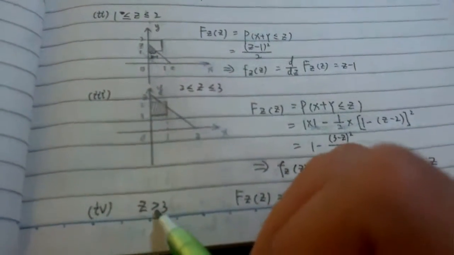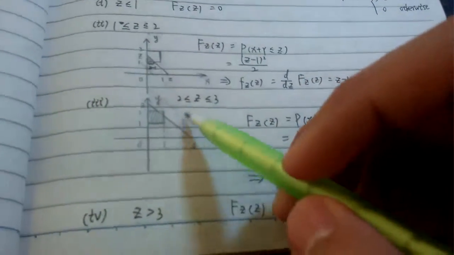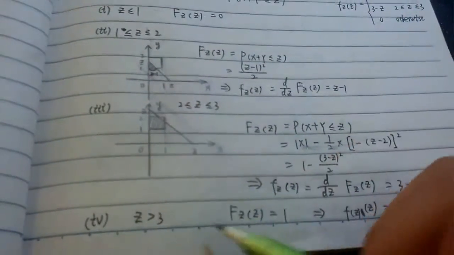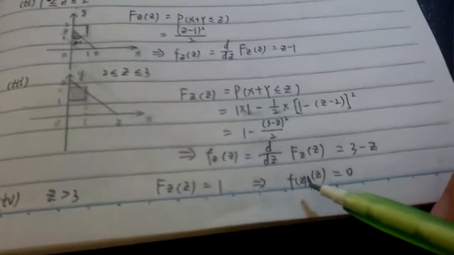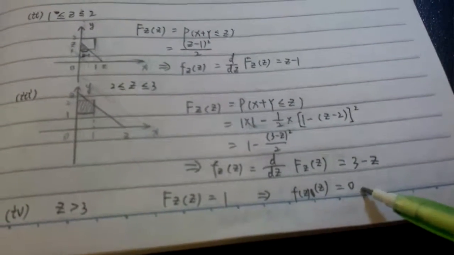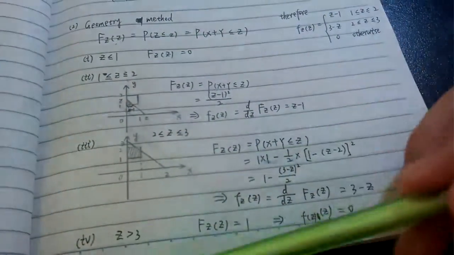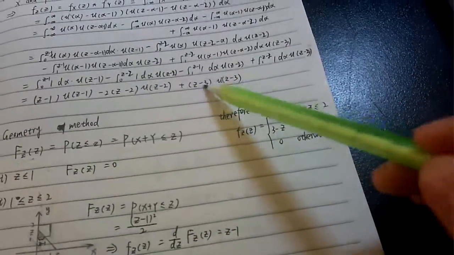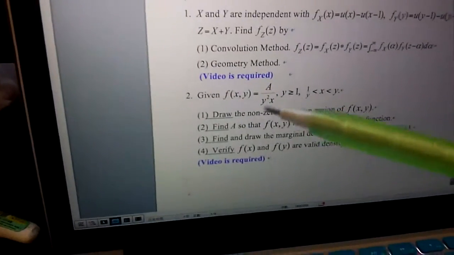And when z is larger than 3, we can see the whole area is included. So capital F_Z(z) is equal to 1, and then f_Z(z) is equal to 0. So we can put these four parts into one equation, and it is the same. So this is question 1, and now we see question 2.